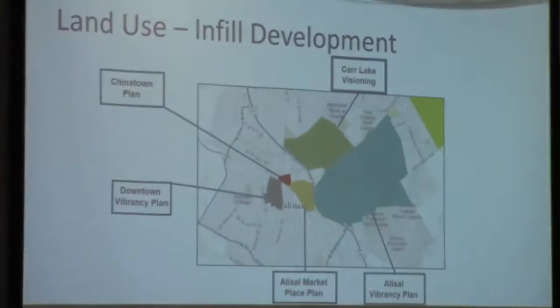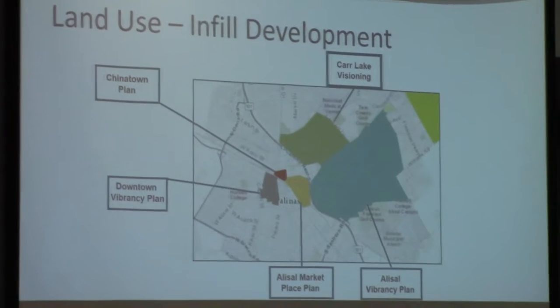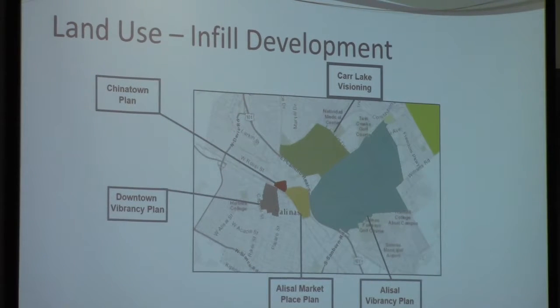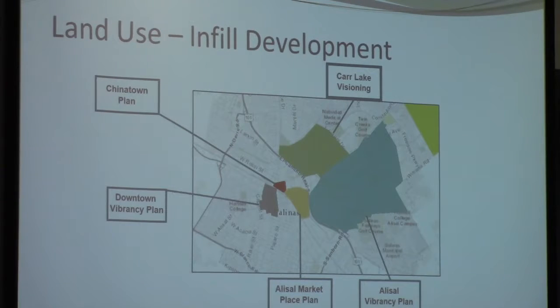I just want to run through and give you some examples of the types of policies and focus of each of the topic areas. First is land use, and the economic development element, or EDE, includes policies and action items that focus primarily on infill development, intensification of use within our city center core. And it calls for several area plans to be developed, such as visioning around Carr Lake, a revitalization plan for Chinatown, implementation of the Downtown Vibrancy Plan, a development of a community plan for East Salinas, the Alisal Vibrancy Plan that would also revisit a previous proposal for an Alisal marketplace.